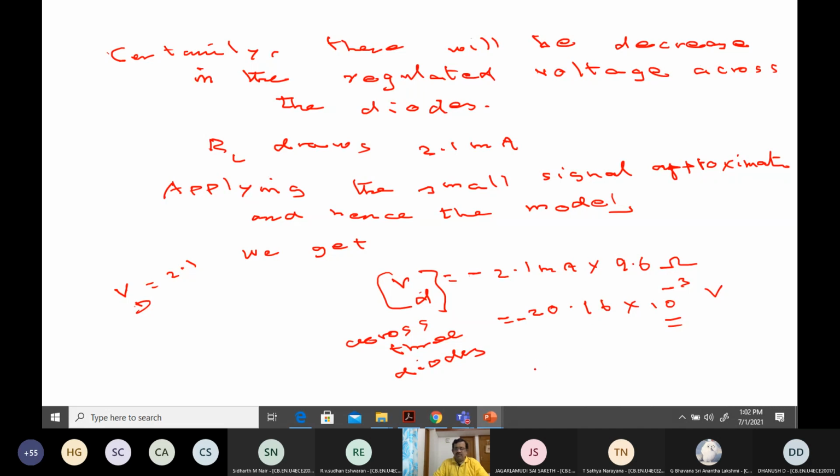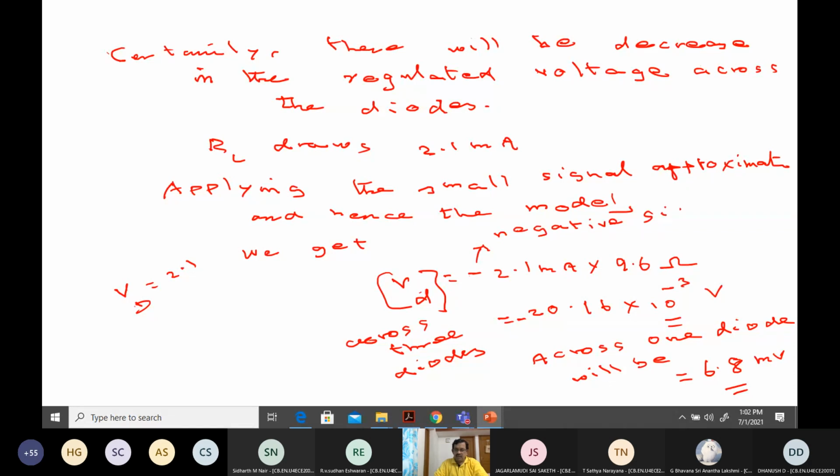Across one diode, you divide by 3, 20 divided by 3, roughly it will be 6.6, and there is a 16 over here. Again, you take another 3, so it becomes 6.8 millivolt. That will be the decrease. The negative sign implies decrease. See the method adopted here.